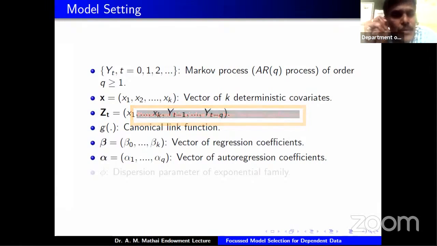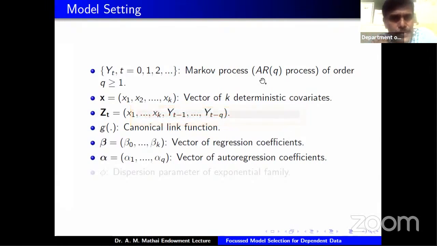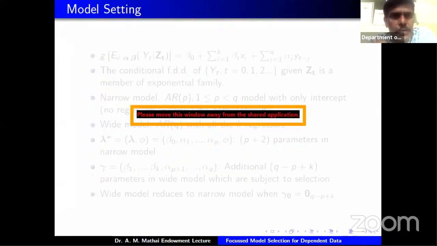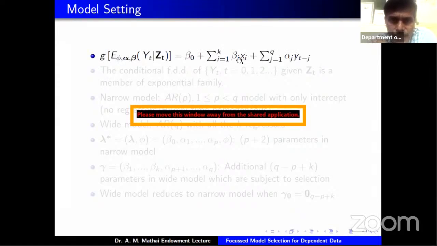So here the setup is that you have a Markov process, and then you have the canonical link function. And you have the dispersion parameter. We assumed that this is the function that we are considering. So you have some regressors as well as the past values of y.